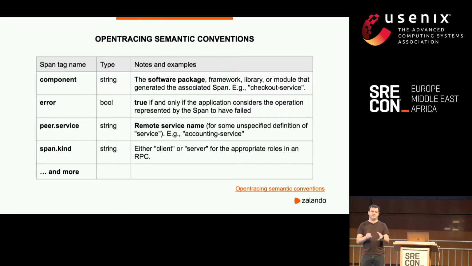I'm going to highlight probably the most important one, the error tag. I think everyone can guess what it means. When a certain operation has the error tag present, and if its value is true, this means that the operation failed. If it's not present or it has the value false, the operation probably succeeded. Tools can build things around this, including measuring error rates.